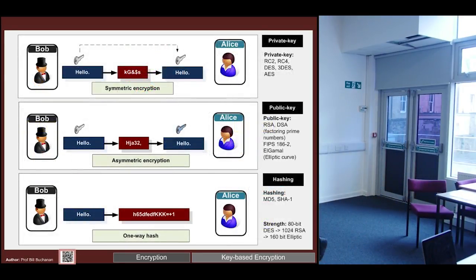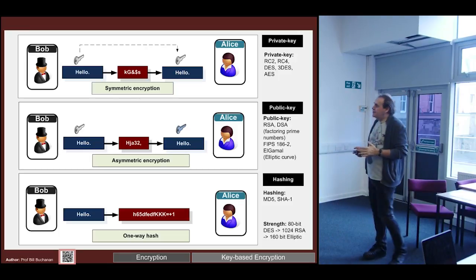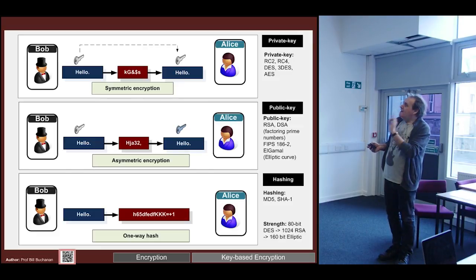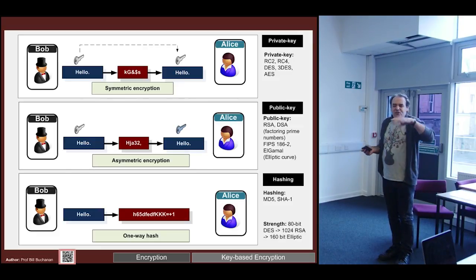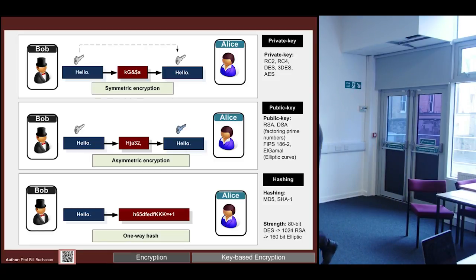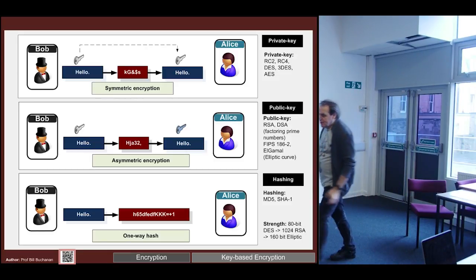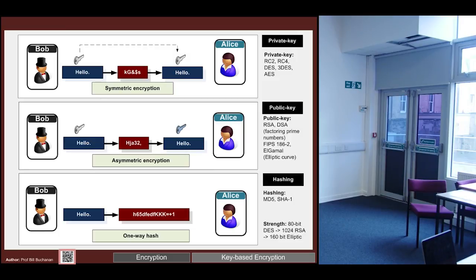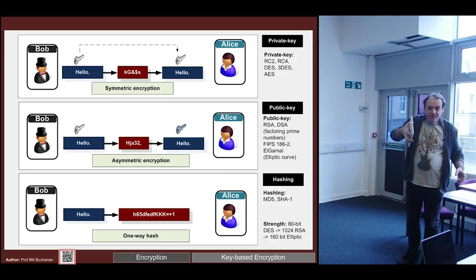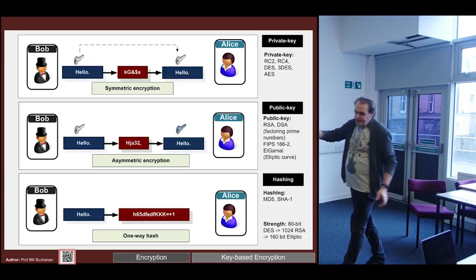Okay, so what we're going to look at is three main methods of key-based encryption. The truest form of definition, and I'll talk about public key and secret key and so on, but the best definition is symmetric key. You just use the same key for encrypting and decrypting. Okay, so that's secret key. Bob and Alice have the same key. So when they lock, then the same key unlocks.